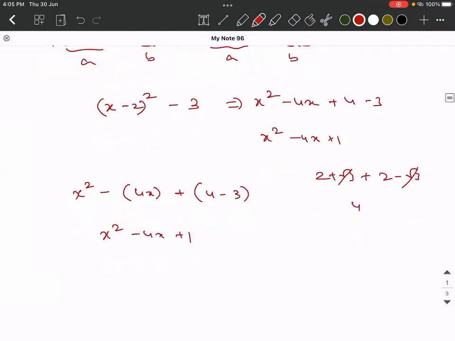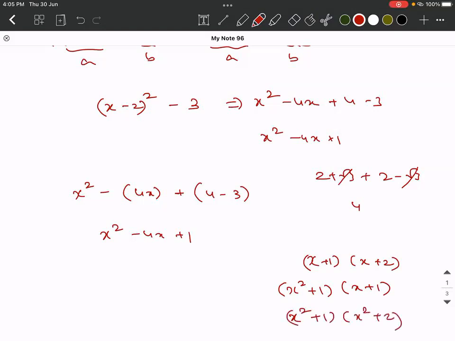See, I'll give you a simple logic. If I have a linear equation, x plus 1, and I multiply it with another linear equation, I'll get a quadratic polynomial. A quadratic polynomial multiplied with a linear polynomial will give me a cubic polynomial. Similarly, a quadratic polynomial multiplied with another quadratic polynomial will give me a fourth degree, that is, biquadratic polynomial, right?